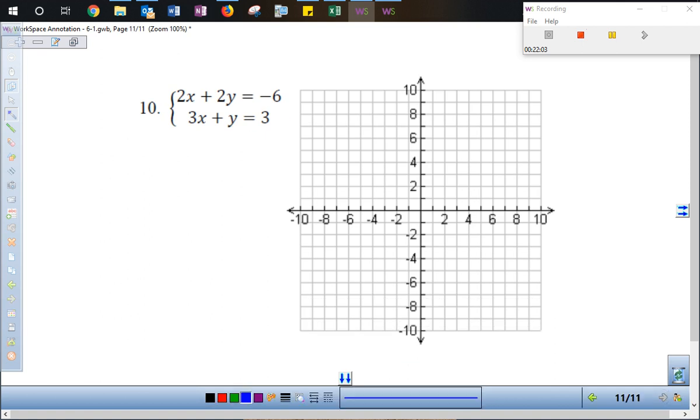All right, next we're going to skip number 9 and go down to number 10. I would like you to pause the video and do number 10 completely on your own. You're going to have to solve both equations and graph them.